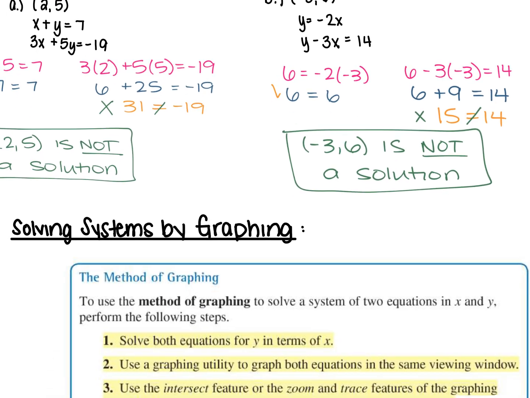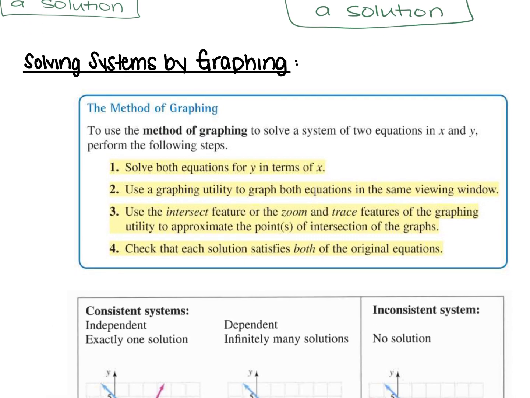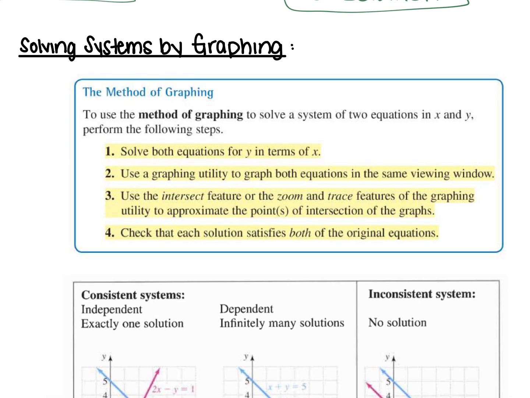The next thing that we're going to look at is solving systems by graphing. When you solve systems by graphing, you're going to be given two equations. Sometimes they'll be put in slope-intercept form for you, sometimes they won't. Either way, make sure both equations are in y equals mx plus b form.